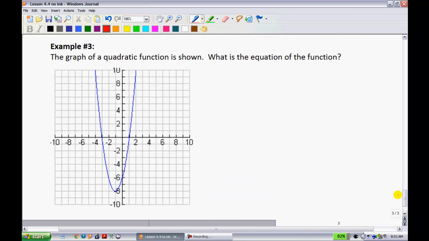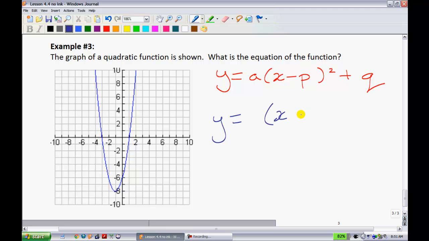Okay. Last example I have for you is going backwards. I'm giving you a graph, and now I want you to find out what the equation of this one is. So remember that the format is y is equal to a times (x minus p) all squared plus q. That's how you're going to answer this. So instead of this lovely blue graph, we're going to be trying to figure out what all this a, p, and q stuff is. So I'll fill in all this. This stuff's going to be standard.